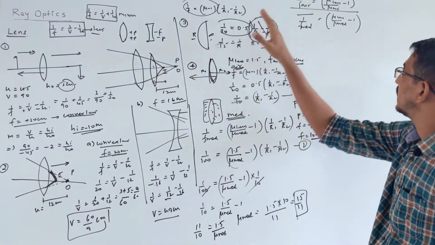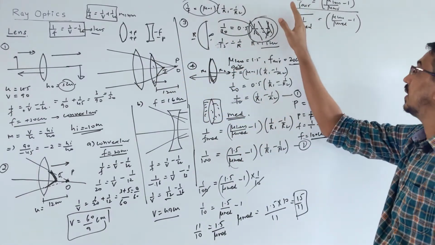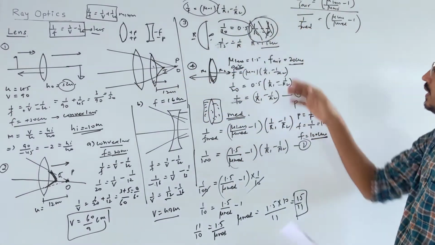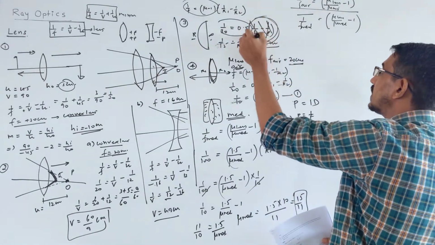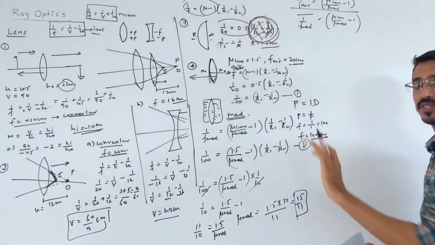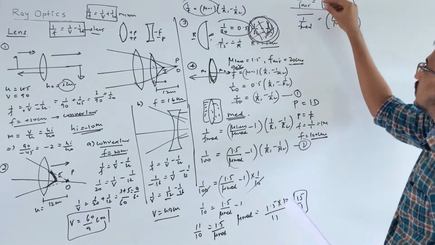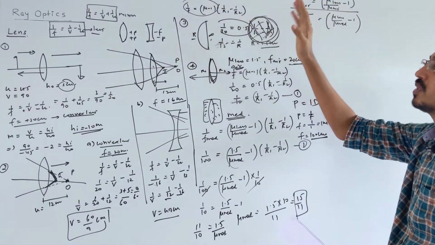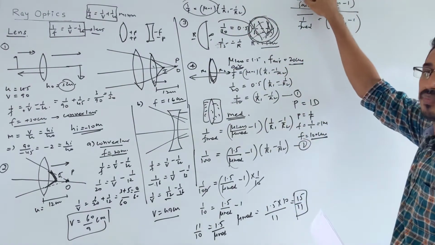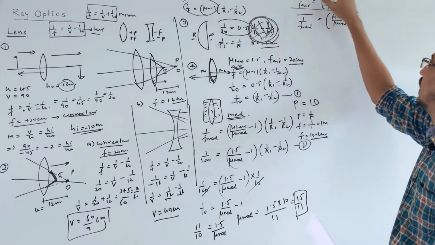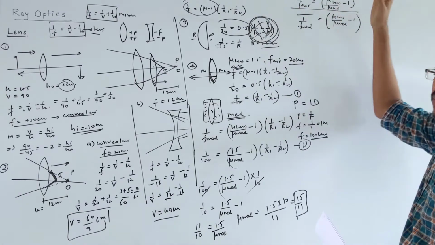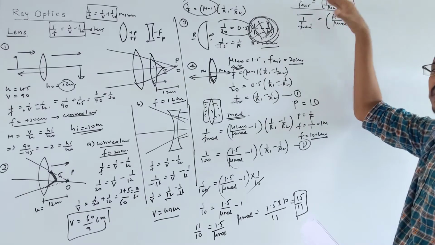Sometimes power is given, then 1 by F is called P, so P in air and P in medium also. So what am I writing? Because when you put a lens in a medium, the curvature doesn't change, the radius of curvature will not change. So what changes? Focal length and mu. So 1 by focal length in air means the normal lens, mu of the lens by mu of the air. Air is always 1, so we just write mu of the lens minus 1 only.